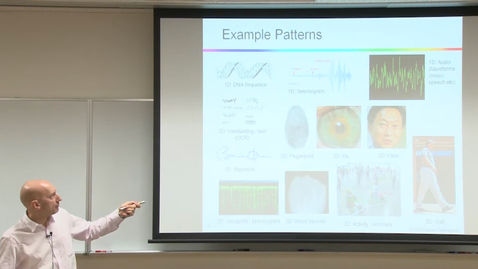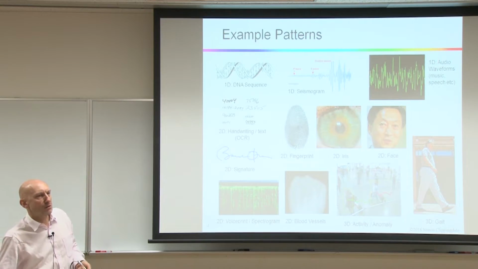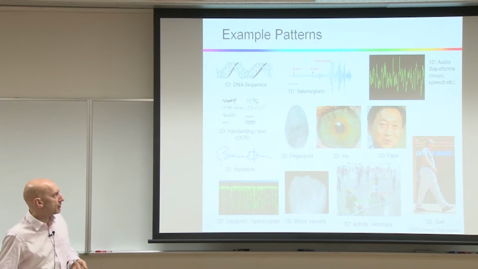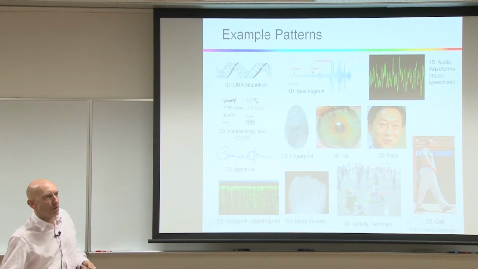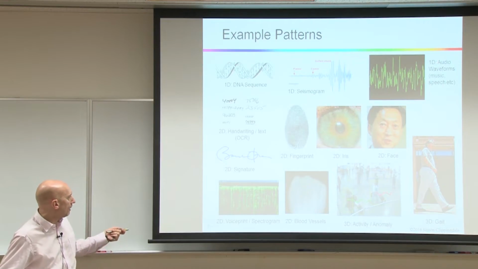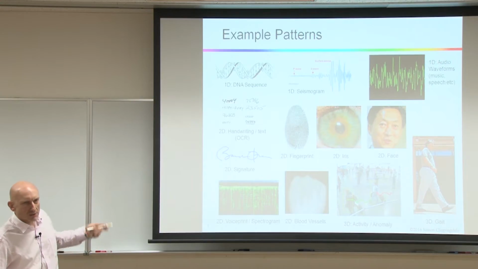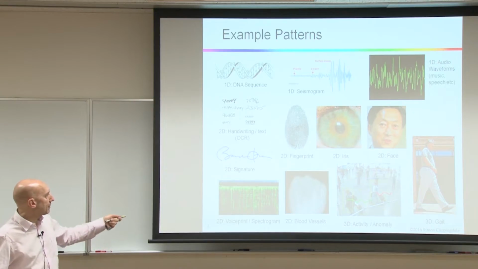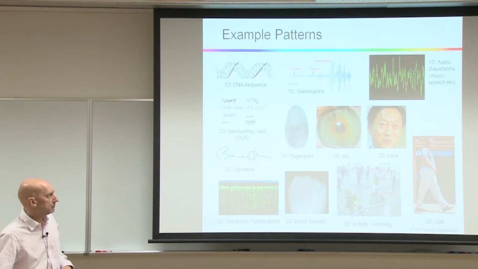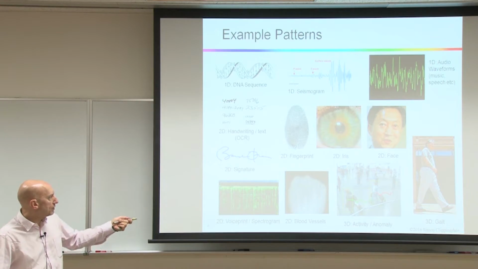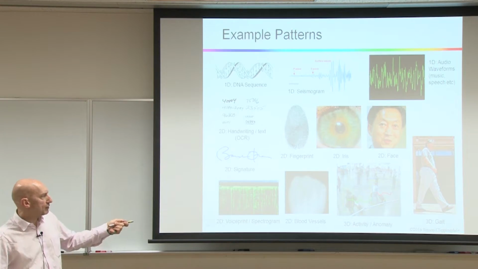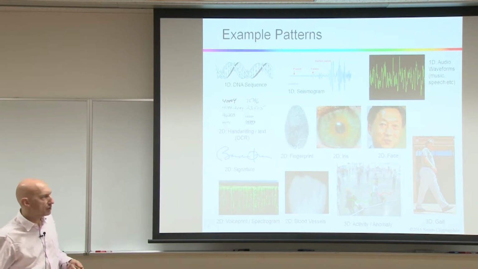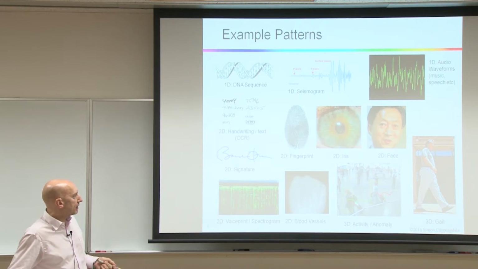Fingerprints, iris, and face recognition are very important for biometrics, which is authenticating who people say they are. Voice print and spectrogram. This is a kind of 2D version where time is along one axis and frequency is up the other, and the brightness expresses the power. Recently, people have looked at using blood vessels in the hand for recognition, so that's another kind of slightly bizarre example.